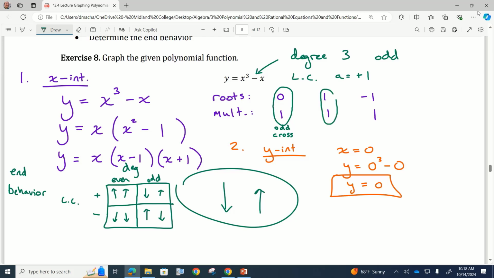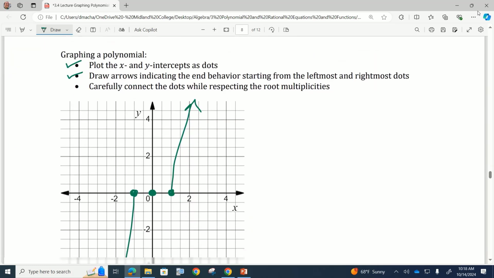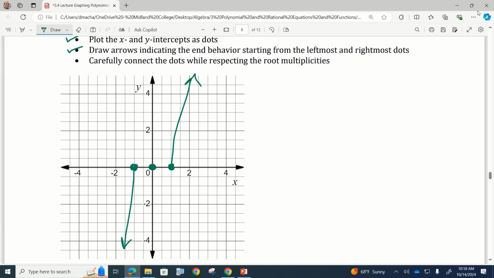And for this root, the multiplicity is odd, and so it's going to cross the axis. And for this root, once again, the multiplicity is odd, and so it's going to cross the axis. All 3 places, the curve is going to go through the axis. So it passes through, I connect the next dot and it passes through, and I connect the last dot and it passes through.